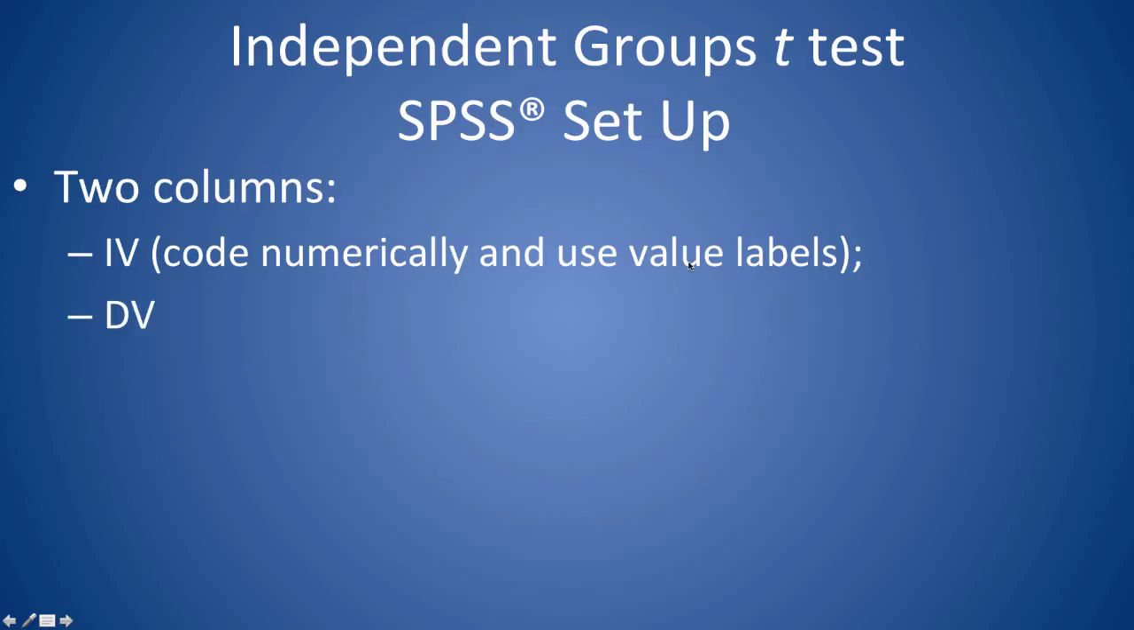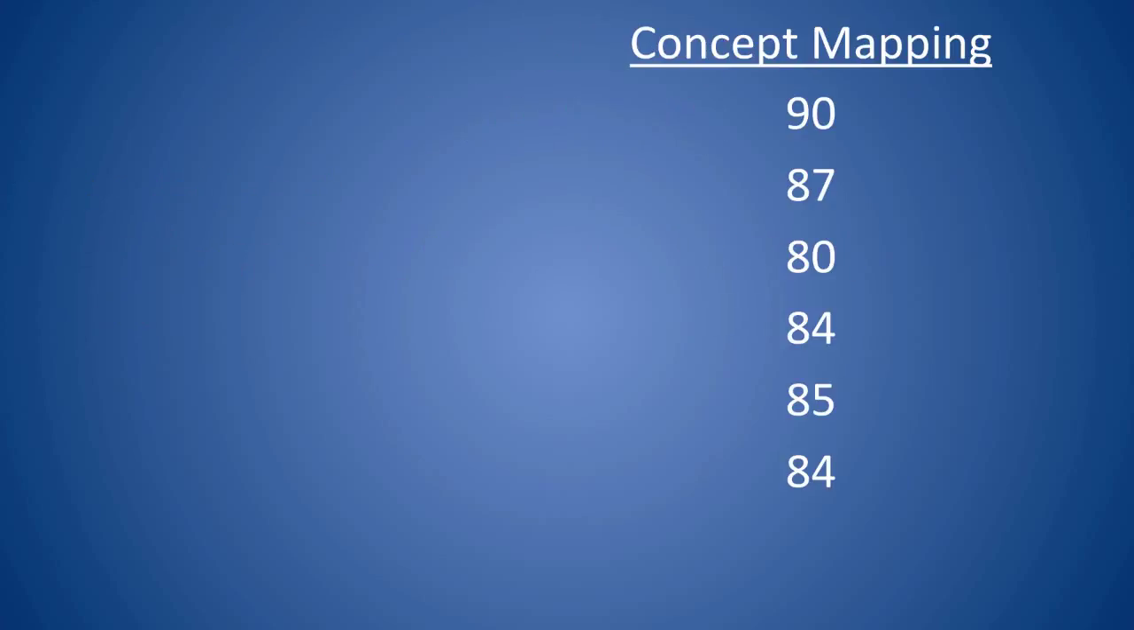And then our dependent variable will be the second column. So each person will have two values for them. One will be indicating which condition they're in for the independent variable, and the second value will be how they scored or what we measured from them.